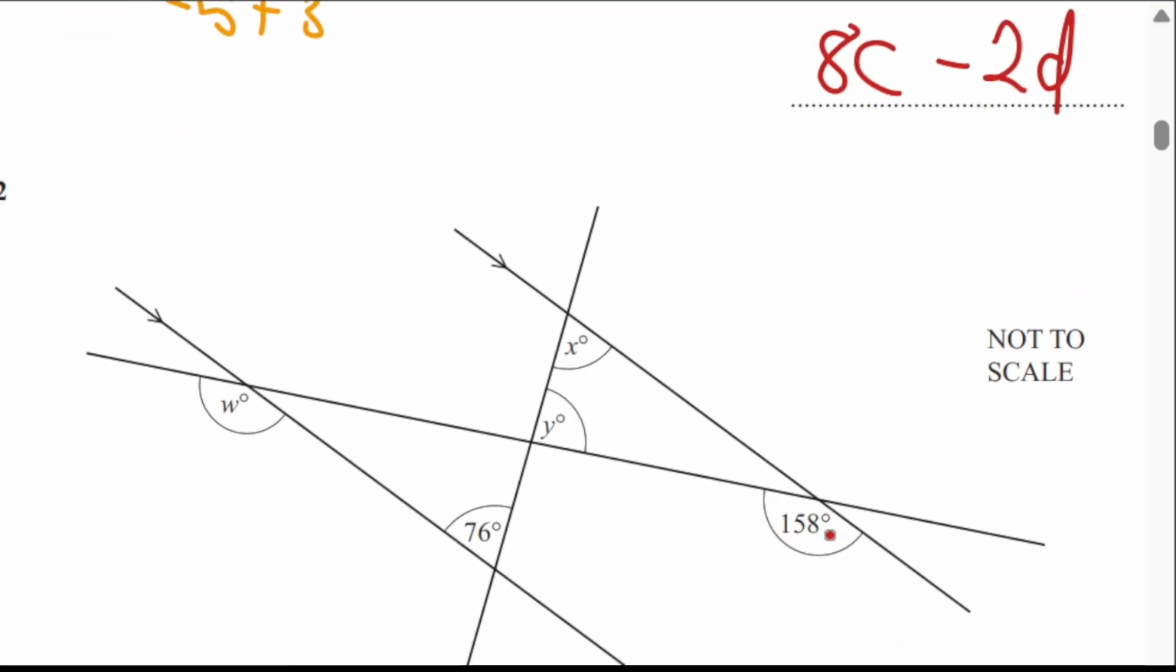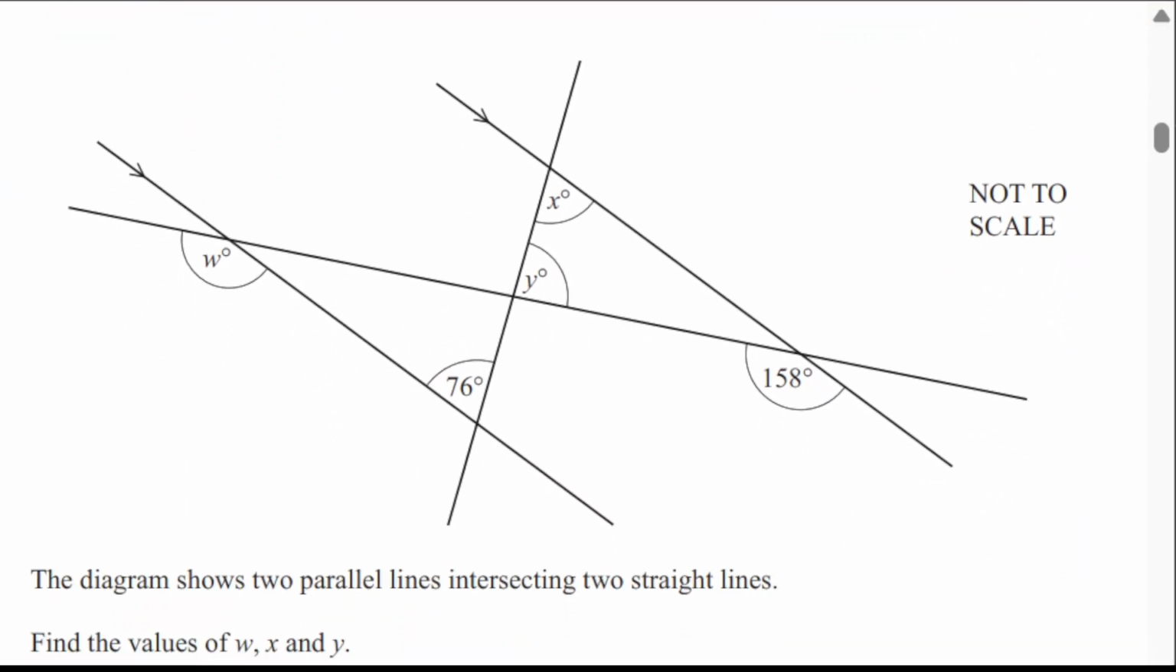Now look at the next question here. The question asks to find the angle X, Y, and W. Let's do that. I'll start with X.